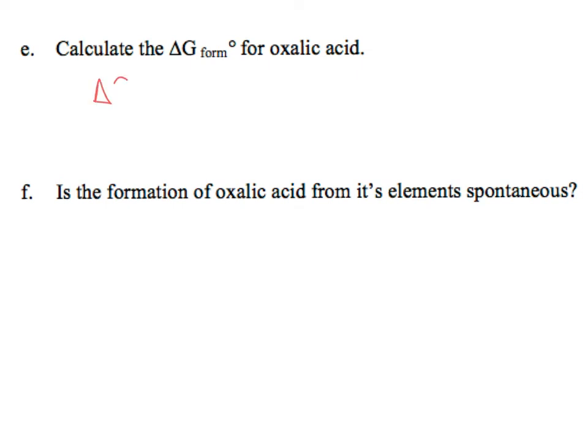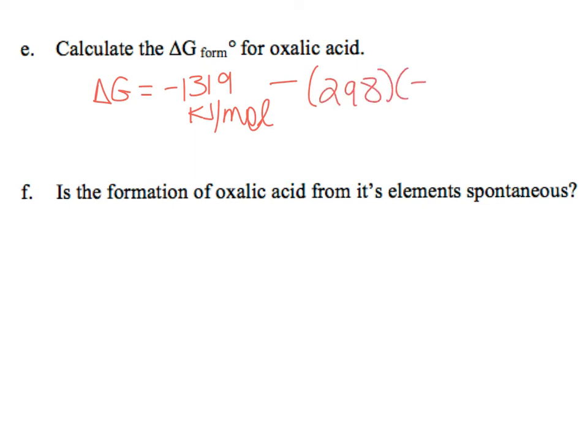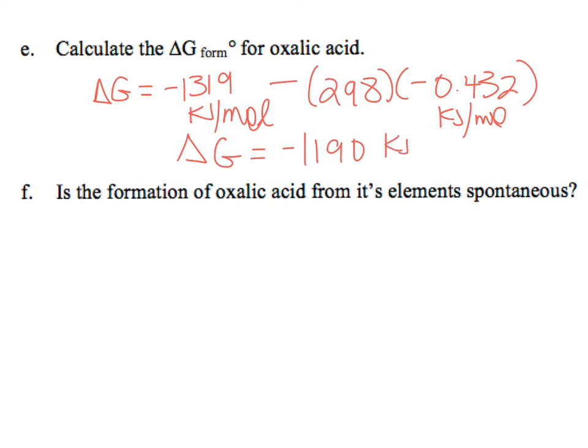So we're going to use delta G equals delta H minus T delta S for this. And we're going to get our value of delta H from part C, minus 298 times, we're going to take our part D value and convert it to kilojoules. That is the delta S we literally just calculated. And so our delta G is equal to -1190 kilojoules per mole.